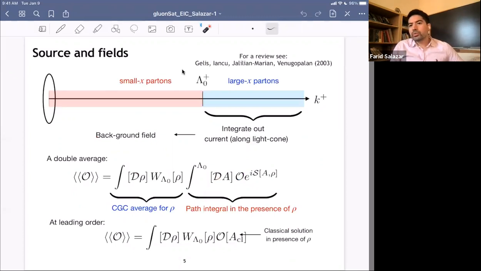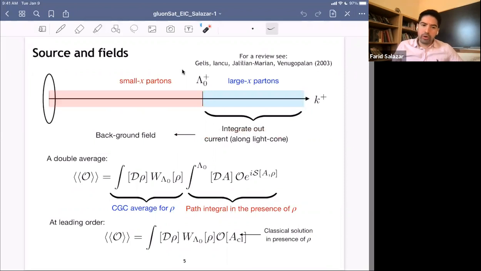And what we do is we integrate out the large x degrees of freedom of the proton or the nucleus. And this process of integrating out these degrees of freedom, these are replaced by sources that travel along the light cone. So these are color sources which form a current that travels along the light cone. And these color sources induce a background field which characterizes the small x physics.